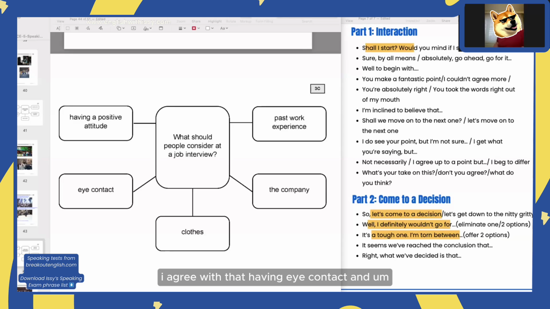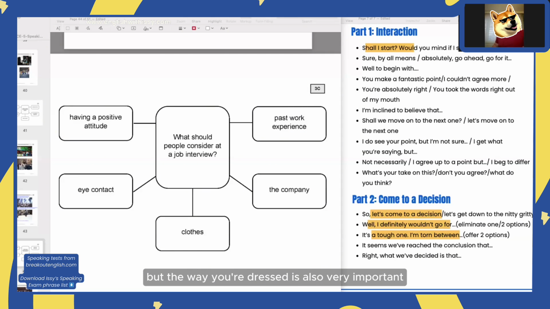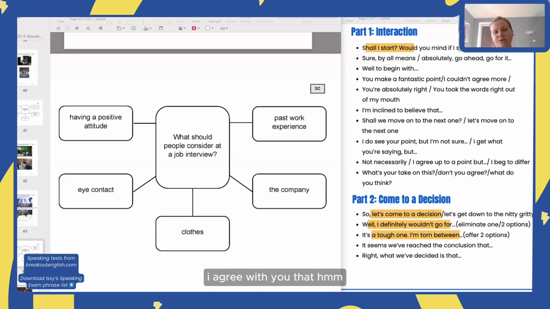I agree with that. Having eye contact and... I forgot what the second thing was. Having eye contact is very important in a job interview, but the way you're dressed is also very important in my opinion, because if you come in looking like you're on vacation, that would be very weird, don't you think? Yes, I agree with you that your physical appearance, like your clothes, is very important, and also keeping eye contact, because it shows respect to your interviewer.